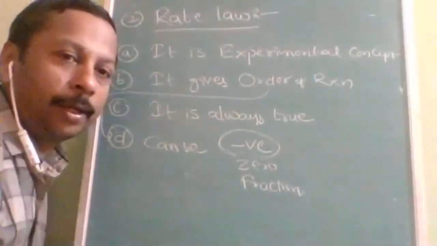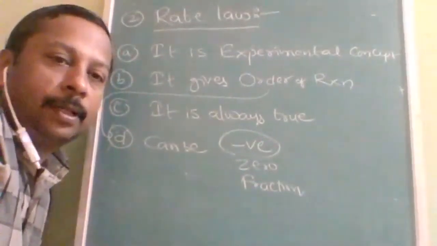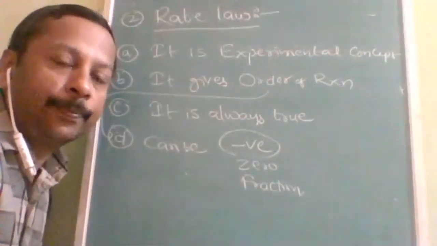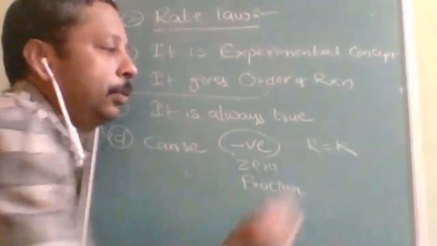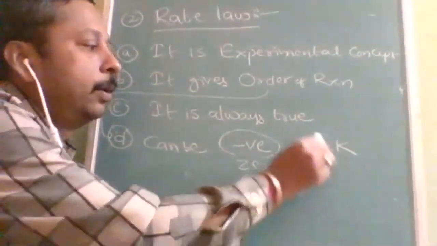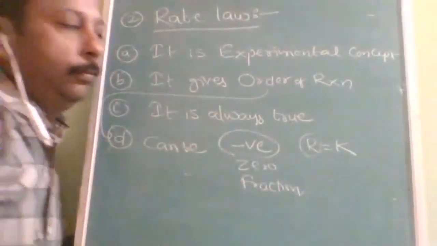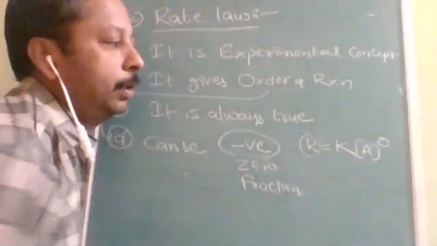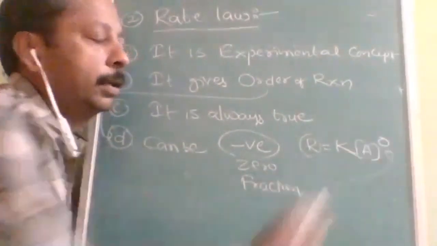Now sometimes what happens? There are certain reactants whose concentration is not at all going to affect the rate of reaction. Okay, so what we will write? R is equal to K, because changing concentration is not changing the rate of reaction. So R is equal to K into A to the power of 0. So that time order of reaction can be 0.